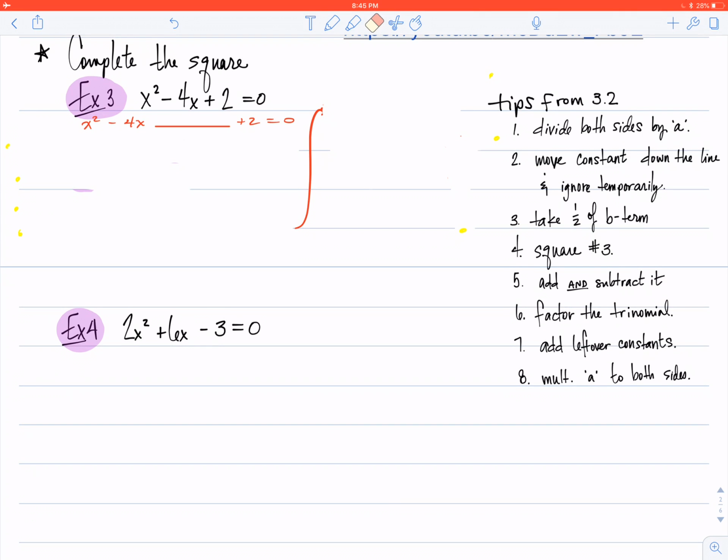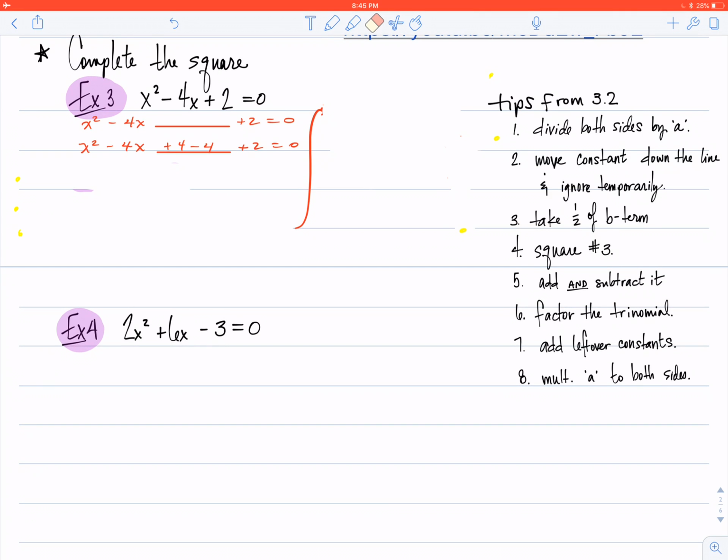No math involved. 3, take half of your b term. So my b term is a negative 4x. I want to take half of that, so that's going to be a negative 2. And then it says that I should square that number. So if you take negative 2 and square it, you're going to end up with a positive 4. The next step, number 5, says that I should add it and subtract it. So that's what goes in the blank, that 4 that I found in step number 4.